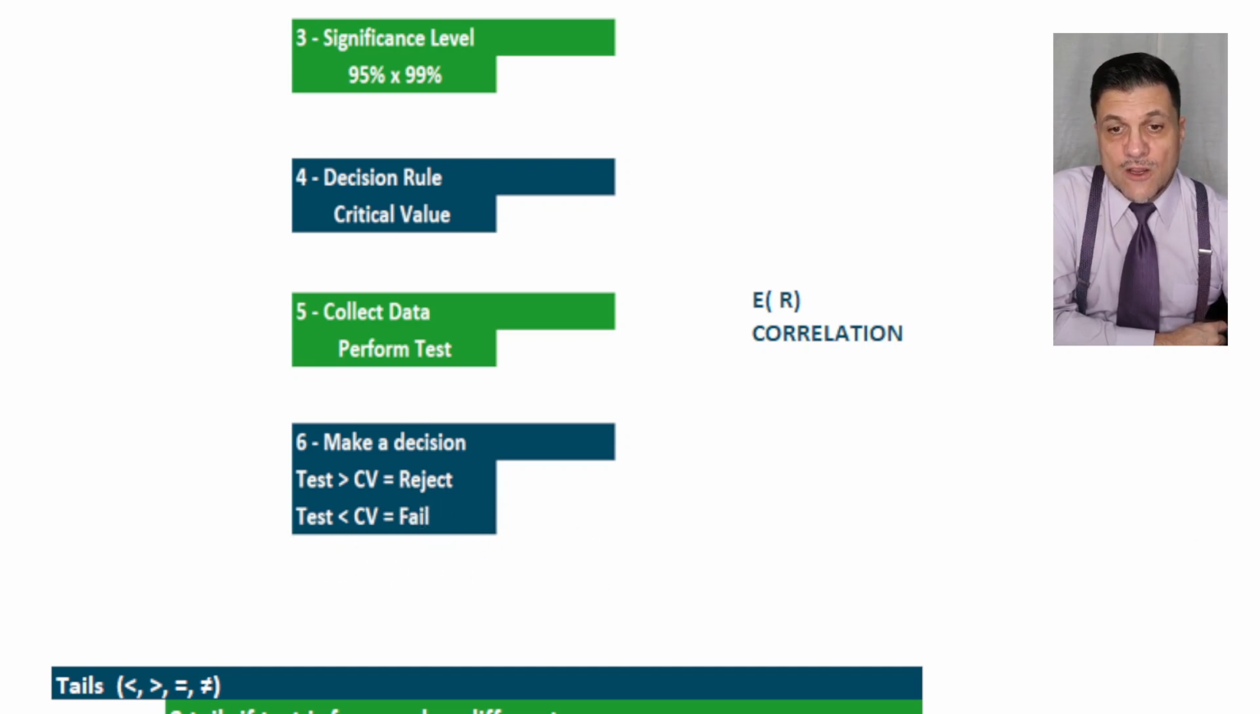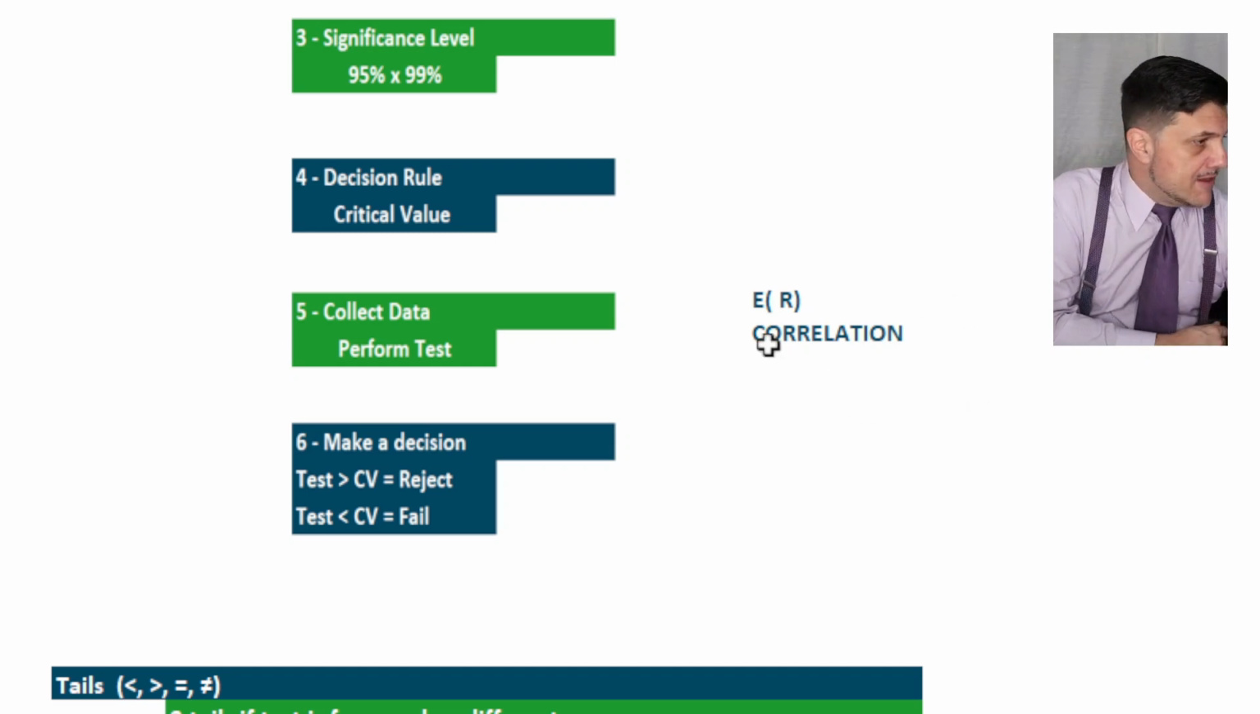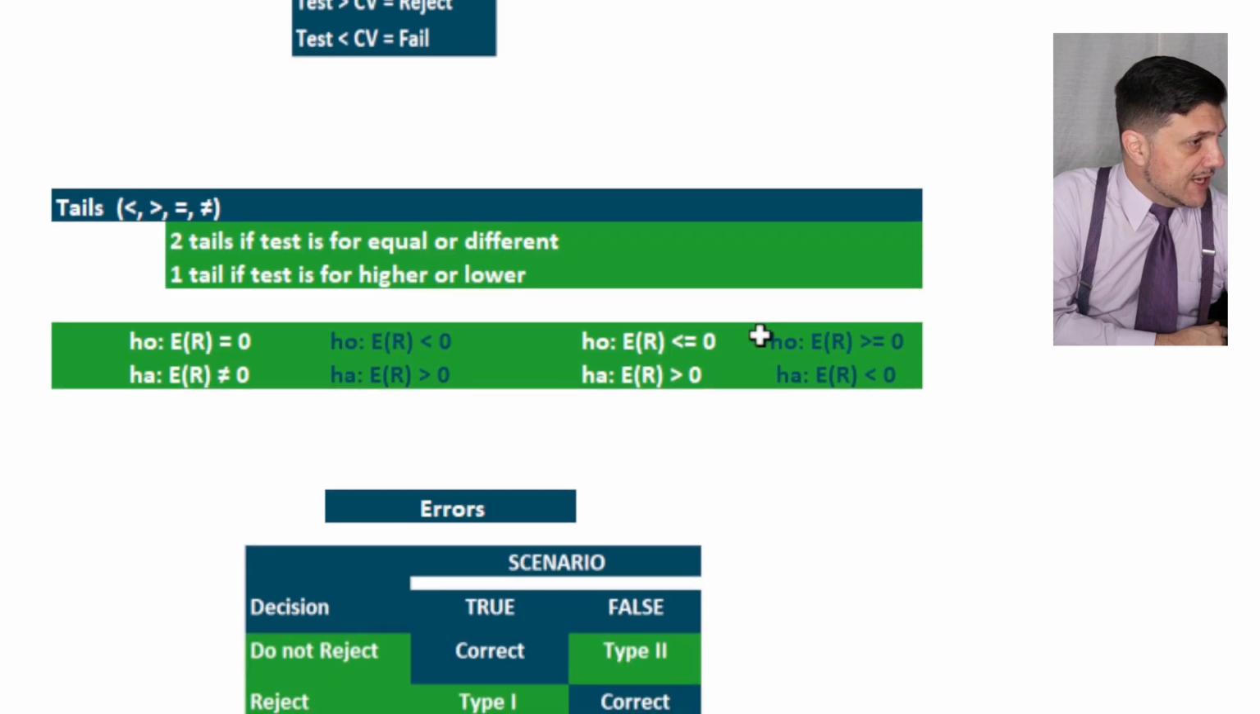By the way, we don't say the words do not reject. We say fail to reject. Fail to reject is less strong than do not reject. Do not reject is too strong. Fail to reject is a little bit in the air. So remember, fail to reject. All right, I think that's good for now.